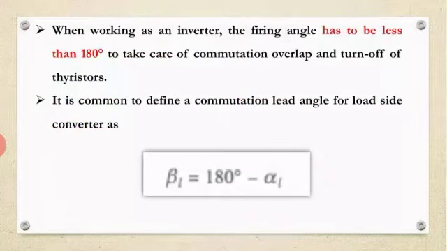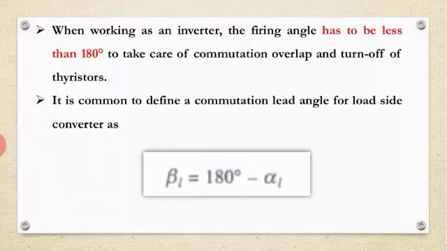Okay, last, one more very important bit related to commutation overlap. When working as an inverter, the firing angle has to be less than 180 degrees. It should not exceed 180 degrees. As you know, the firing angle lies between 0 to 180 degrees. So you have to take care of these things, and we have to prevent overlap of the angles, so that commutation failure does not occur.